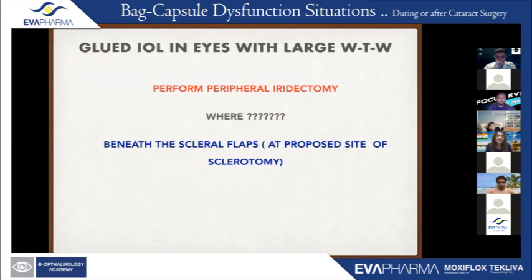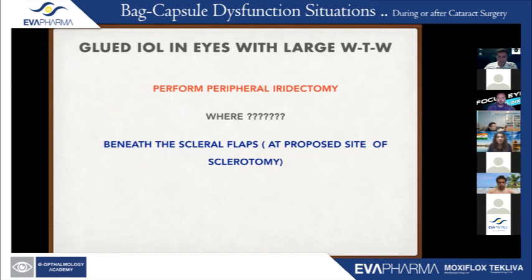So we have adopted some variations for these eyes, because if you go ahead with the normal surgical procedure, you might not get enough haptics externalized on both sides, and you might not have enough haptics to tuck into the scleral pockets. And if you do not have that, your IOL fixation is not going to be strong enough. So what we try to do is a peripheral iridectomy. But where do you do that peripheral iridectomy? We do a peripheral iridectomy beneath the scleral flaps, at the proposed site of sclerotomy.